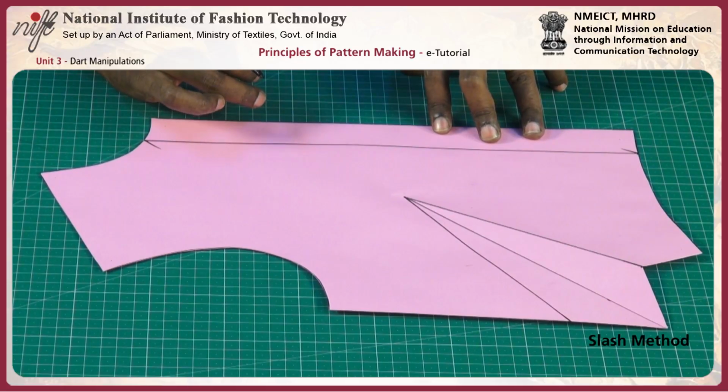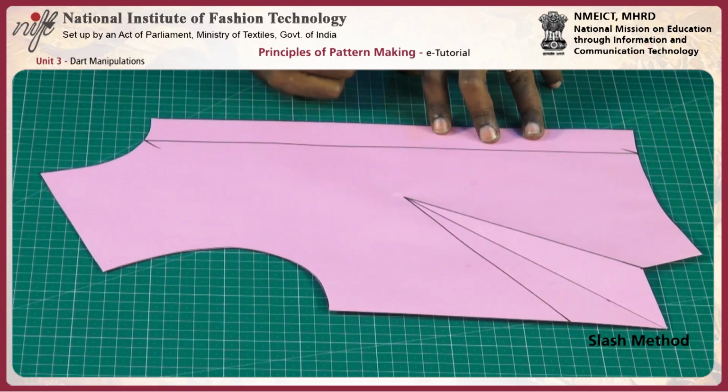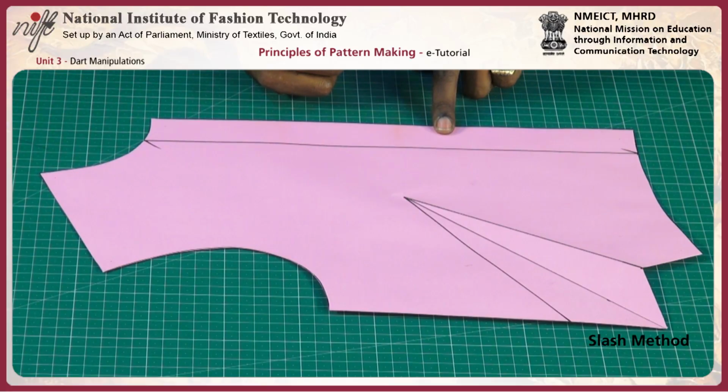This method is called the slash and spread method, since we are slashing this plot line and spreading the pattern to get the darts. We have another method called the pivotal transfer method, which you will learn in the next topic. Now you learn how to make a French dart using the slash method.